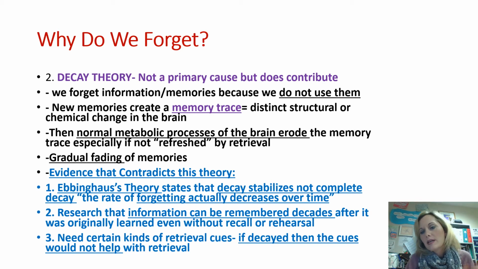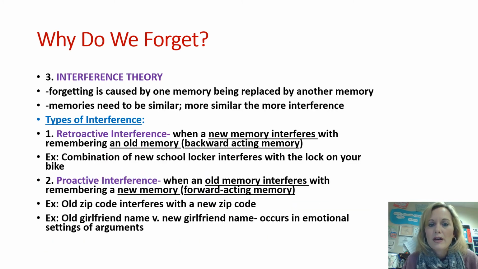So how could decay theory be true if 25 years later you all of a sudden remember, from a smell, being at a skateboarding place or whatever, because it smells something like rubber and it reminds you of that? You need certain types of retrieval cues. If something was decaying, then the cues would not help with retrieval. Sometimes the smell and the sound and whatever it might be is just that one cue you need to remember something from a very long time ago. So decay theory can be argued is not quite the way.